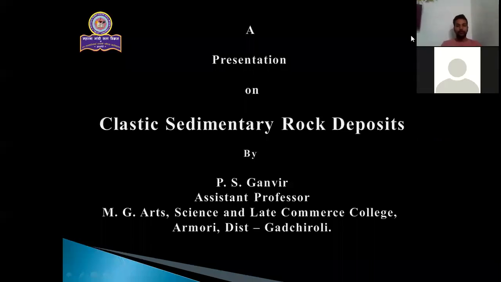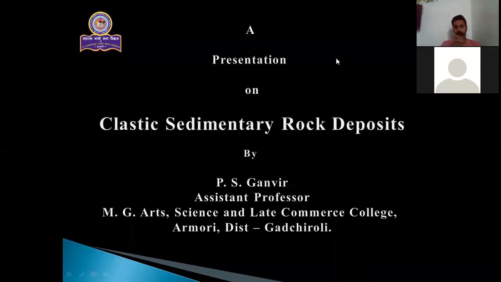Good morning. Today we are going to discuss clastic sedimentary rock deposits. In our last session, we studied the residual sedimentary rock deposit. In residual sedimentary rock deposits, we saw how the in situ formation and in situ accumulation of the sediments results in residual concentration. So the clastic sedimentary rock deposits are quite different from the residual concentration or residual sedimentary deposits.